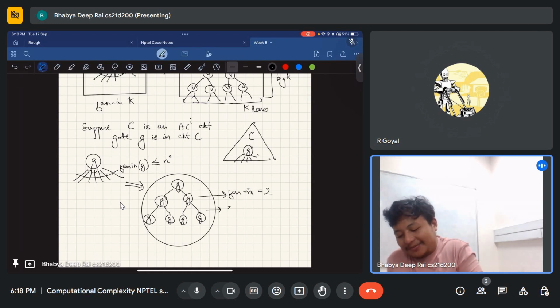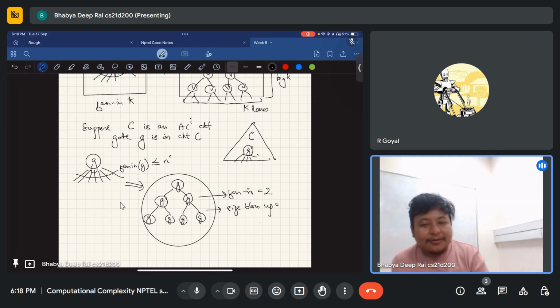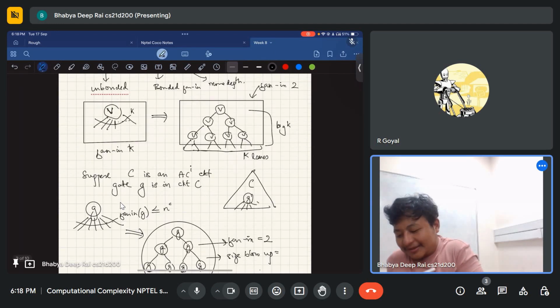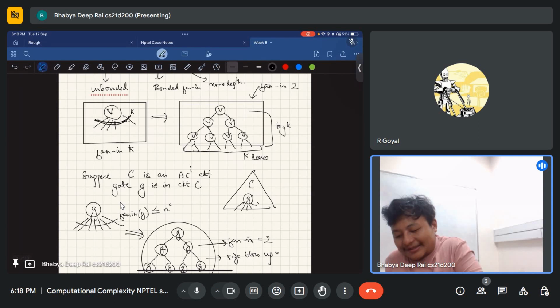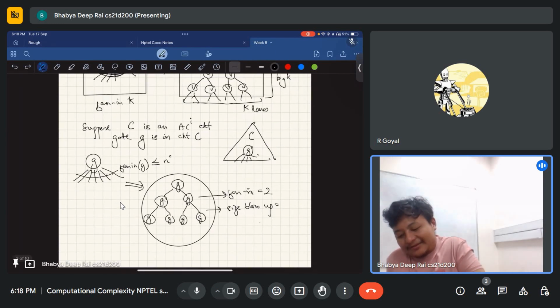And what is the size blow up? The fan-in was K, and the size blow up was K minus 1. If the fan-in was 8, suppose, then this is what we get, and the number of gates is 7. Similarly, if the fan-in is at most n to the C, the size blow up is at most n to the C minus 1.